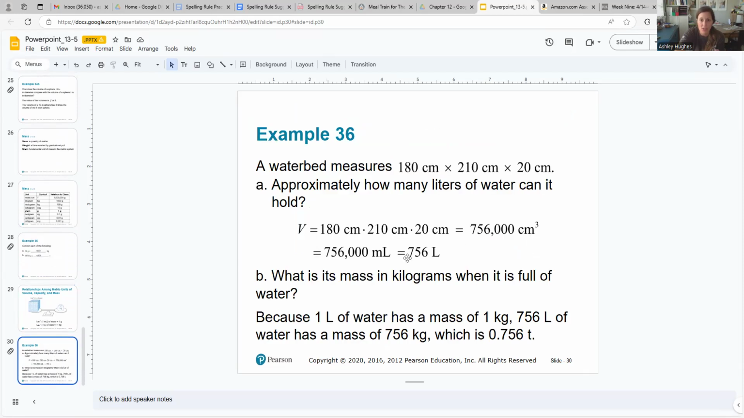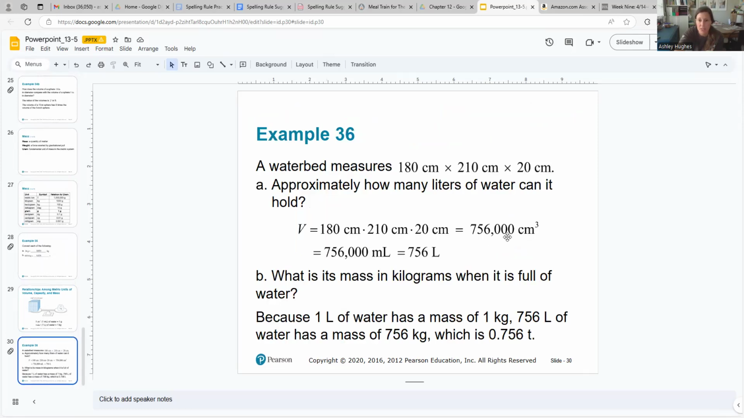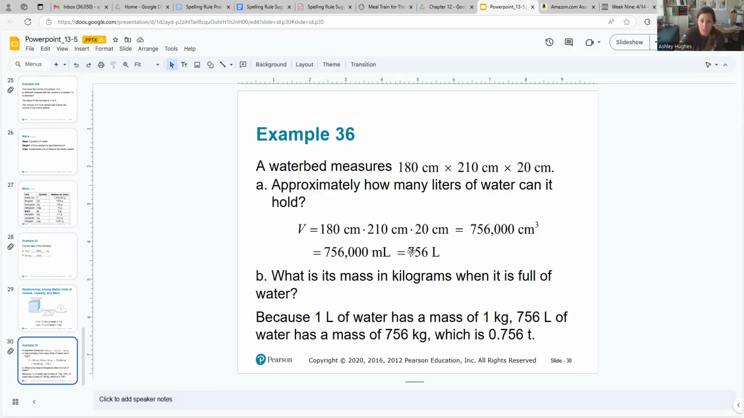And so I know that these are going to be, I divide by 1,000 because of the cubic, right? So I got my answer of 756 liters. What is the mass in kilograms when it is full of water? Because 1 liter of water has a mass of 1 kilogram, 756 liters of water have a mass of 756 kilograms. So if we look back here again, 1 liter is equal to 1 kilogram. So if I have this in liters, that's how many kilograms it's equal to. If I wanted tons, I would have to divide by 1,000, which is what they got there.